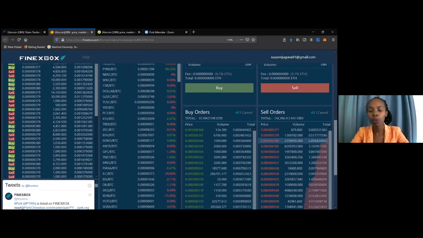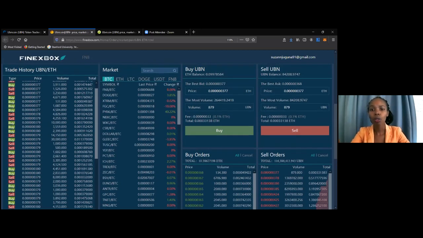Do not put an order below this, and that is why I'm going to show you how to place a buy order in this market. If you want to buy UBNs, just go to the market. The sell orders are from people who are selling UBNs in this market. And since you want to buy some UBNs, you just click on the topmost order, and then you say buy.